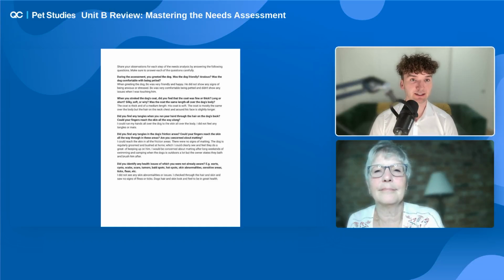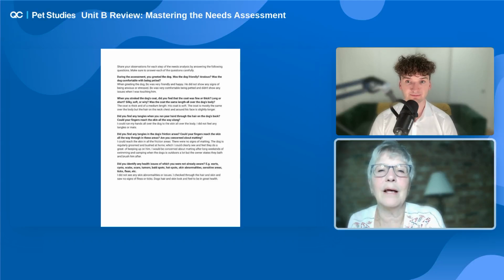Response: when greeting the dog, Bo was very friendly and happy. He did not show any signs of being anxious or stressed. Bo was very comfortable being petted and didn't show any issues when I was touching him. And I would expect that, because if I remember right, this was a 4-year-old dog, and he's been getting groomed on a regular basis. So he's really accustomed to this whole process, so it's not a surprise. I would be surprised if he didn't have this kind of reception.